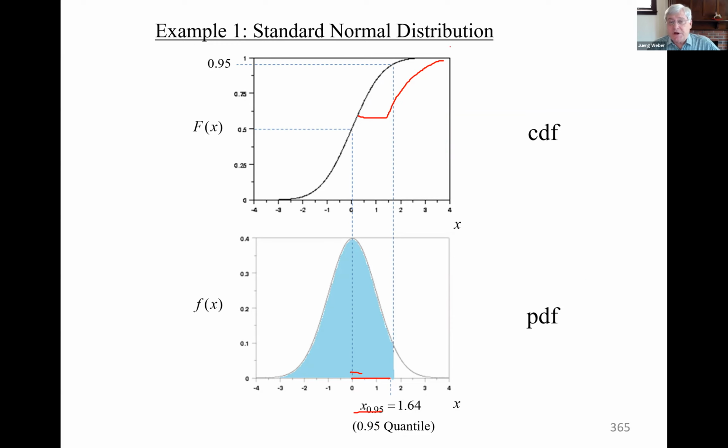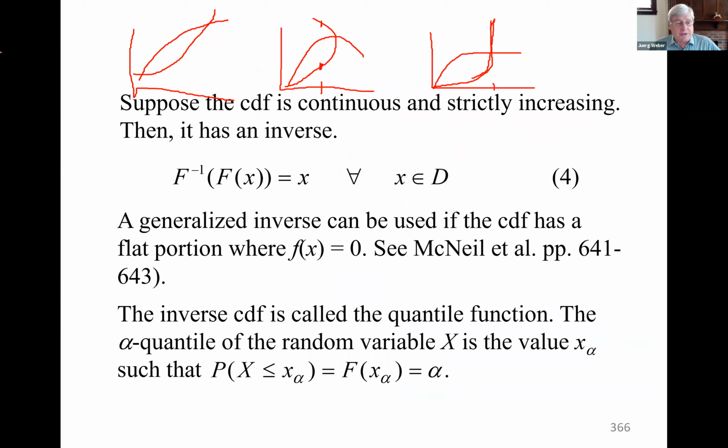So flat portions are possible, and you can deal with them. You can look up in McNeil, Frey, Embrechts how they deal with the flat portions, and then you're a bit more general than what I'm doing here in this course. I neglect the flat portions. I just simply assume there is an inverse.